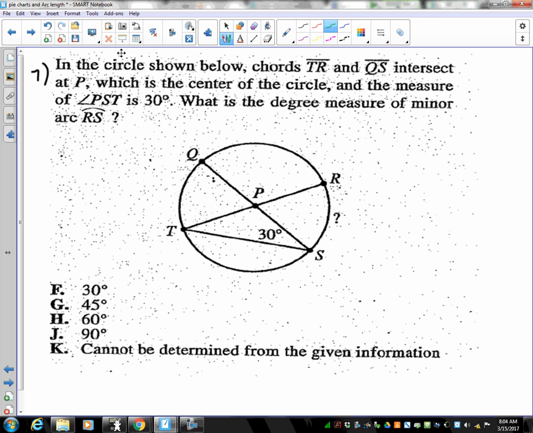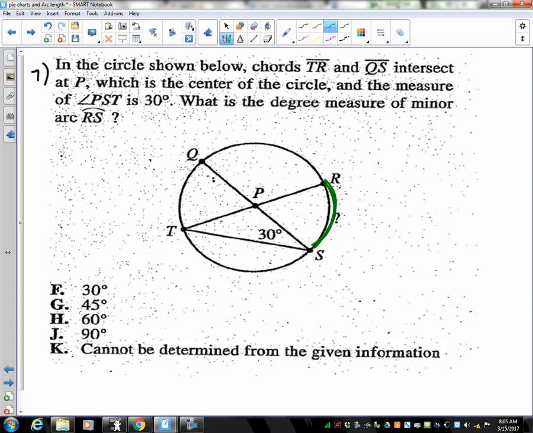Okay, looks like on this one we're given an inscribed angle here. Let me read my question. It says, in this circle shown below, TR and QS intersect at P, which is the center of the circle, and the measure of angle PST is 30. So that's really nothing new that we couldn't tell by looking at it. Now, what is the degree of the minor arc RS? So we're looking for this arc.